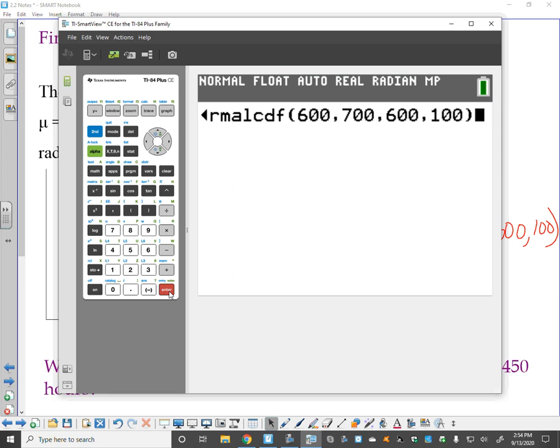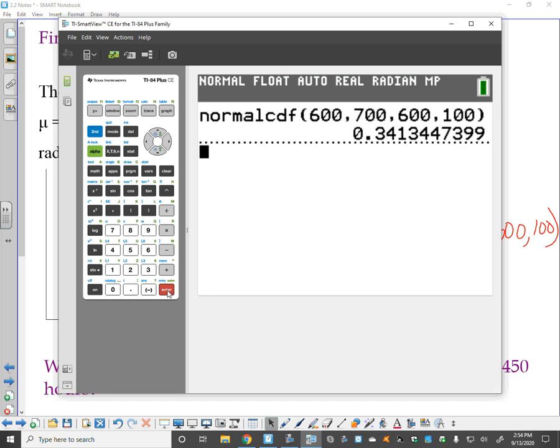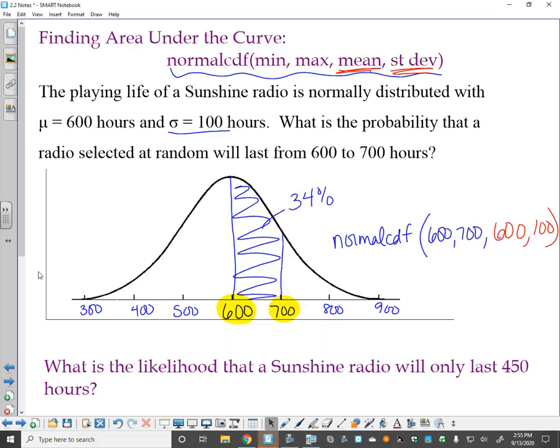So if you have the older version of the calculator, this is what you should be typing in: 600, 700, 600, 100. Gonna hit enter, and look at that. I get 34.134%.